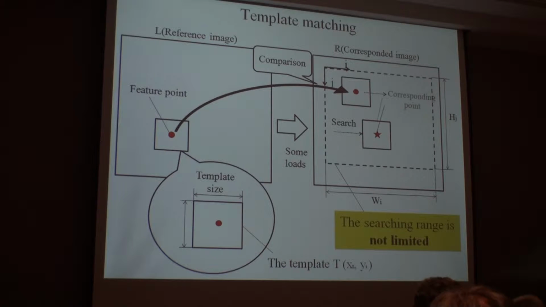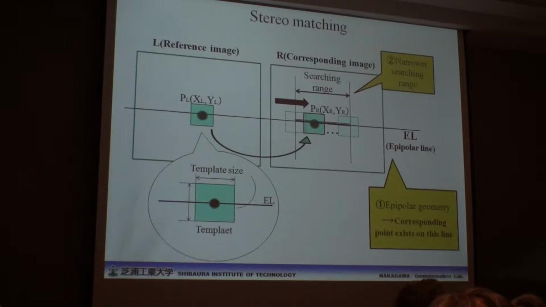Here's template matching. How to do template matching. Normally, the searching range is not limited. But in stereo matching, the corresponding points exist on the epipolar line. So the searching range will be narrower.